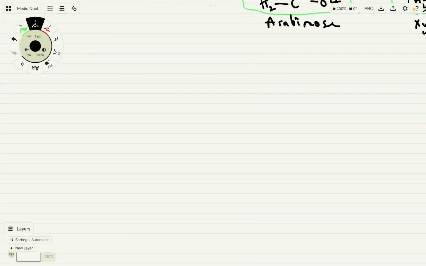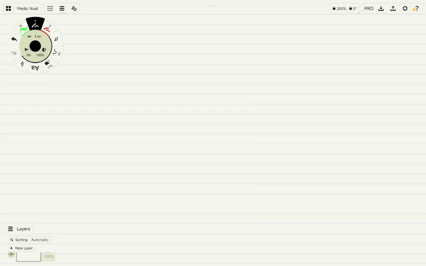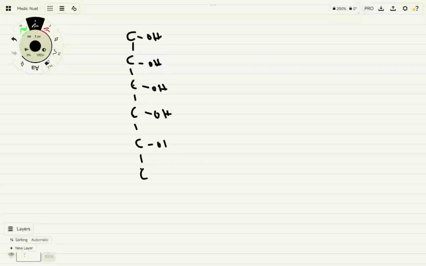Now to draw these structures, all you have to do is probably the same thing again. So we draw 1 2 3 4 5 6, but the difference here is that these structures are 6 carbon, not 5 carbon like ribose, xylose, and arabinose. 1, 2, 3, 4, 5, 6. So for our 6 carbon, let's assume that we are still doing the same thing. OH, OH, OH.